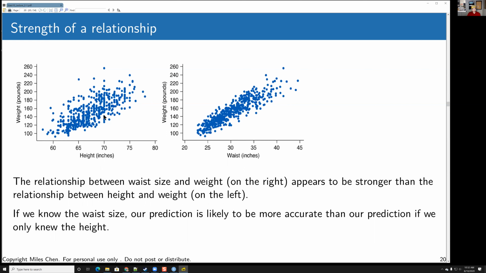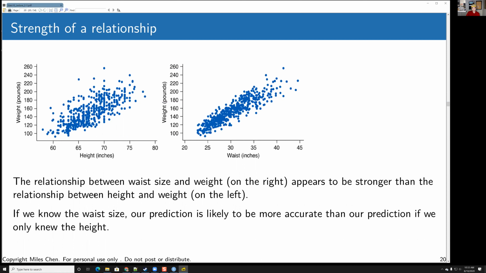So if you knew somebody was 70 inches tall, okay, that person's weight can go anywhere from around 120 to 260, okay, in our data, right? Whereas if you knew somebody had a waist size of, say, 30 inches, there's a much narrower window in terms of values that we see. So 30 goes anywhere from 120 to maybe 170, 180, something around there. So the amount of spread that you have for a particular value is a lot smaller on the graph to the right than on the graph to the left, okay?